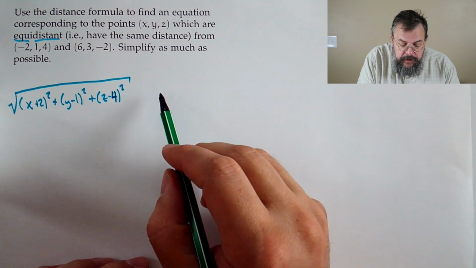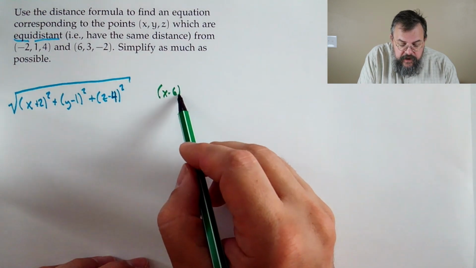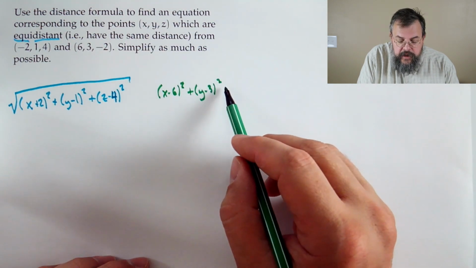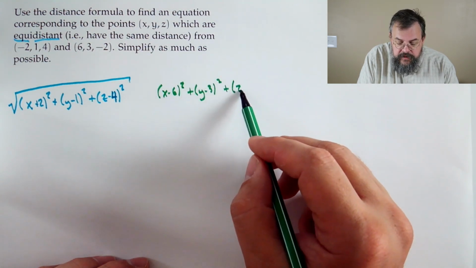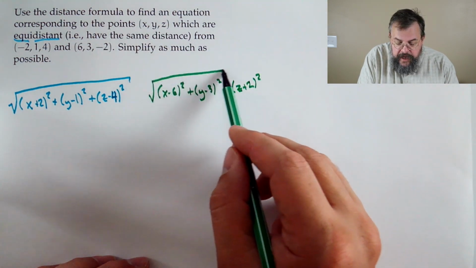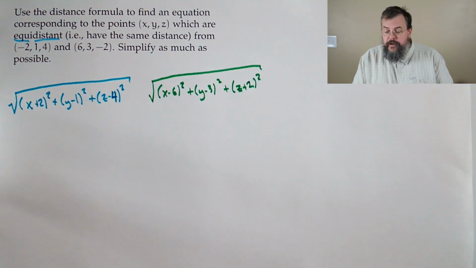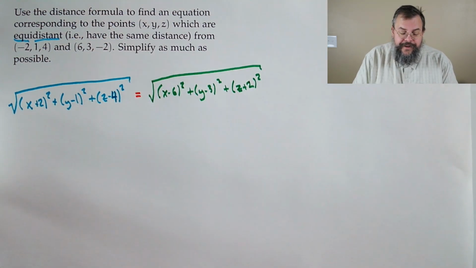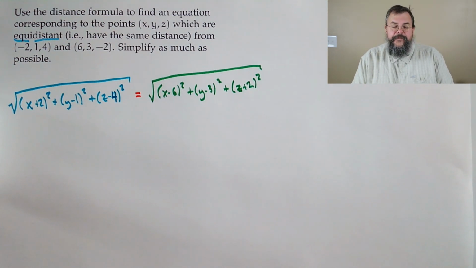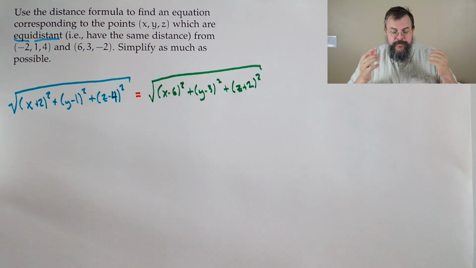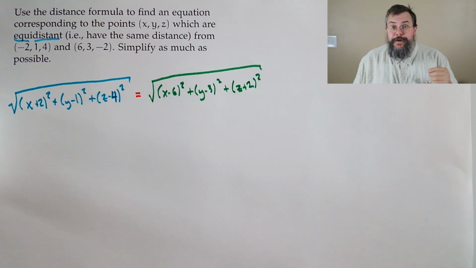Okay, well, that would be the square root of (x minus 6) squared plus (y minus 3) squared plus (z minus -2) squared, which becomes (z plus 2) squared. So those are the two formulas for distance. We know they need to be equal. So the last thing to do is set them equal. Now we say, aha, we've taken the word equidistant and said this is what it translates into. There we go. What do we do now?